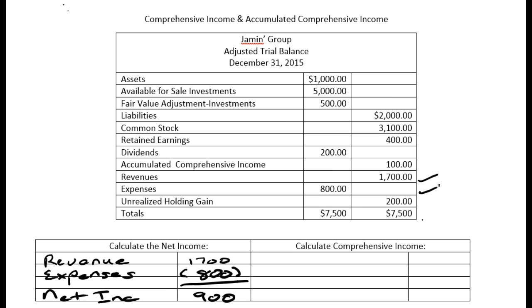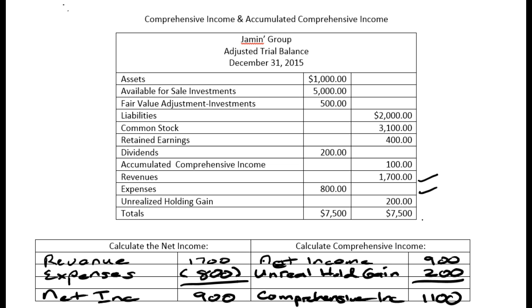So put me on pause and calculate comprehensive income from this example. The calculation of comprehensive income begins with net income, $900, and to that we add the $200 of unrealized holding gain that cannot be included in the current period income because it's for an available for sale investment. We add that into net income, and our comprehensive income for the period is $1,100. So our net income for the period is $900, but our comprehensive income is $1,100.